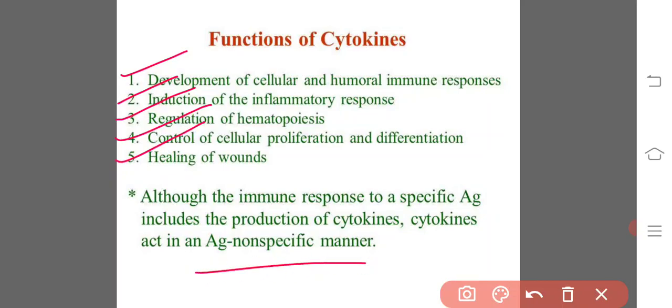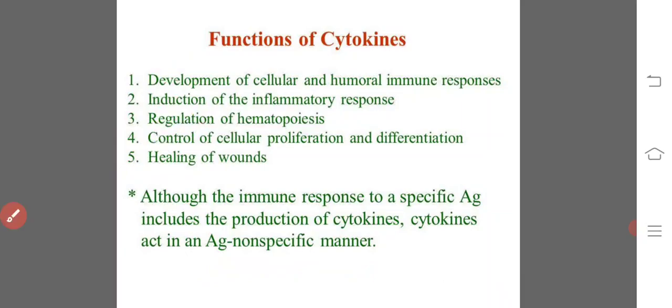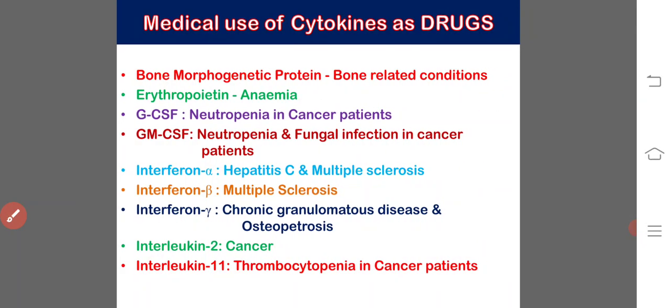Although the immune response to a specific antigen includes the production of cytokines, cytokines act in an antigenic non-specific manner. So they are not at all specific for a particular antigen. So they show similar mechanism against all kinds of antigens. Then coming to the medical use of cytokines as drugs.